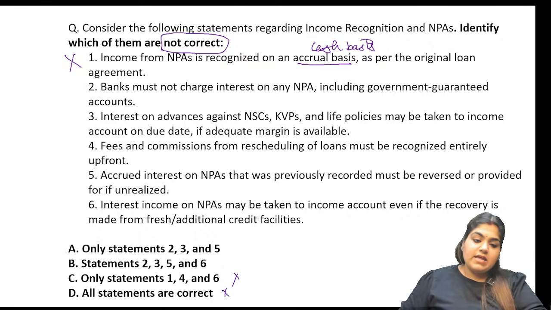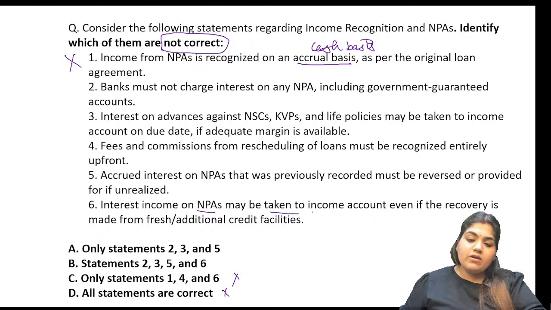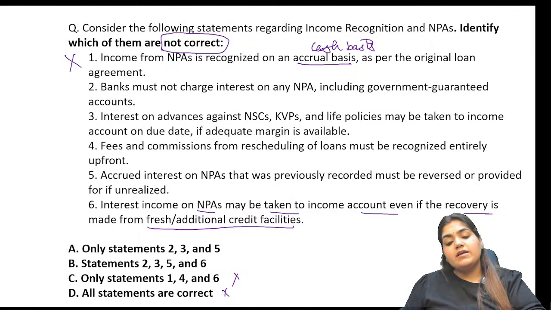Let's see 6. Interest income on NPA may be taken on income account even if the recovery is made for fresh additional credit facilities. This is incorrect. Interest realized from NPA is taken to income only when it is actually recovered. Statement number 6 is incorrect. Even statement number 4 is incorrect.